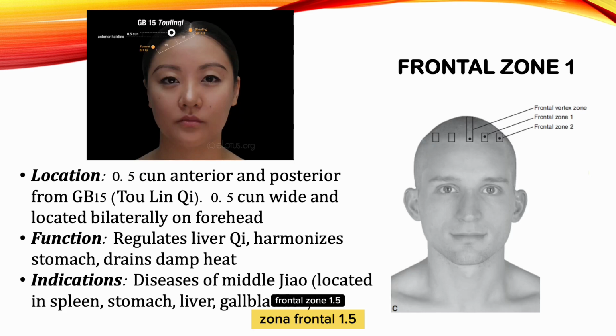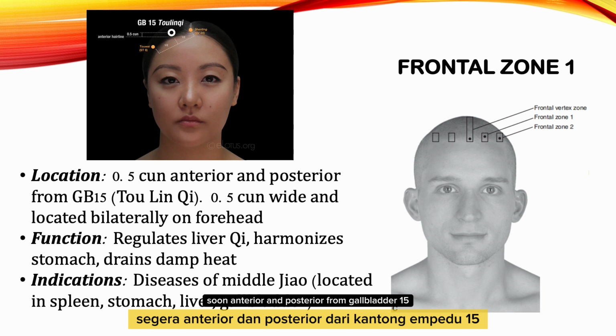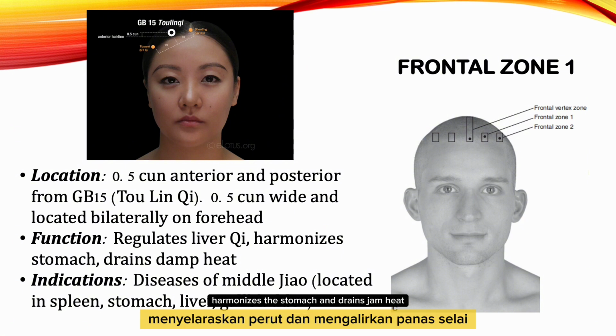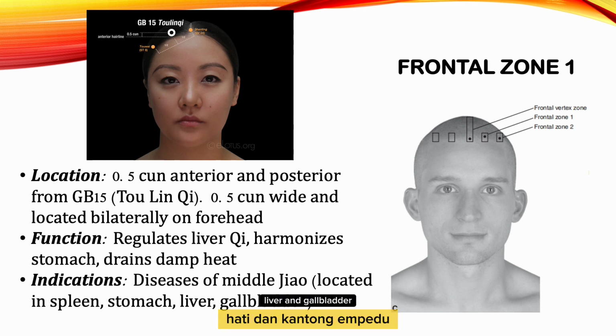Frontal zone 1. 0.5 cun anterior and posterior from gallbladder 15. It is 0.5 cun wide and located bilaterally on the forehead. Regulates the liver qi, harmonizes the stomach, and drains damp heat. Used to treat diseases of the middle jaw such as diseases located in the spleen, stomach, liver, and gallbladder.